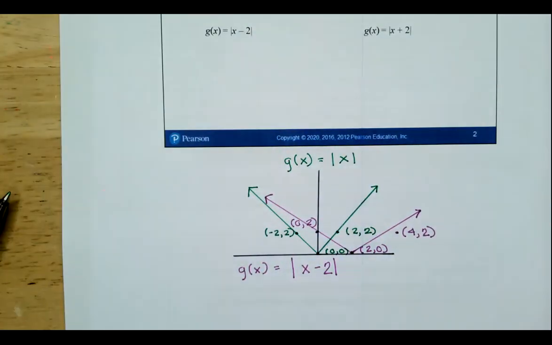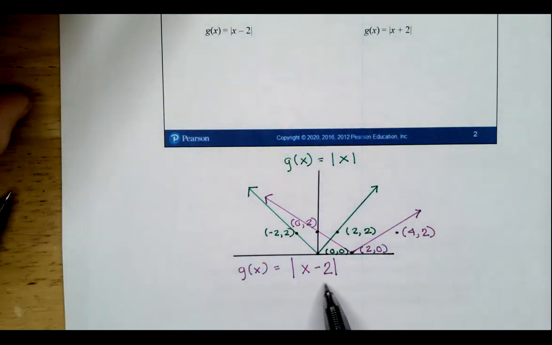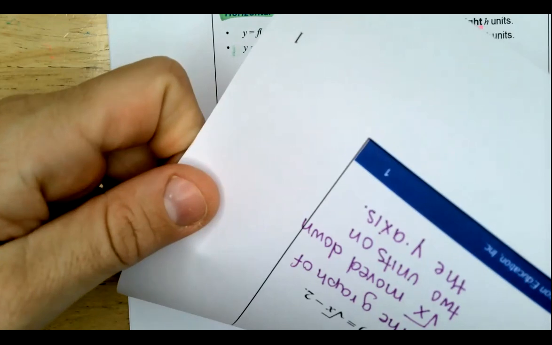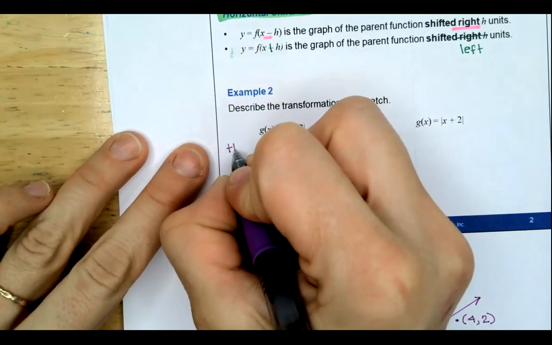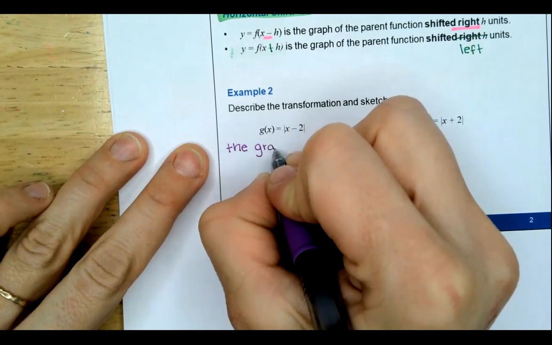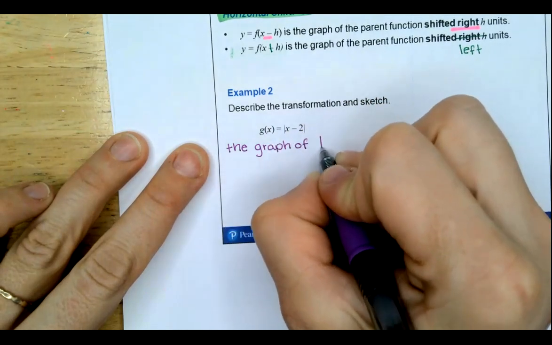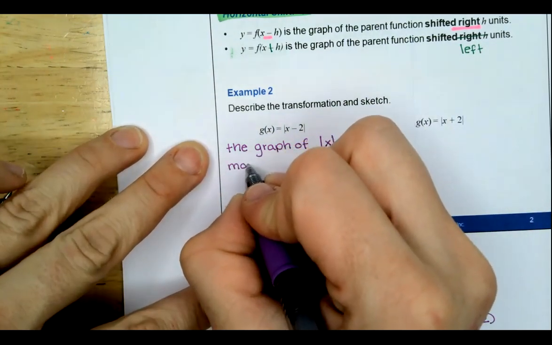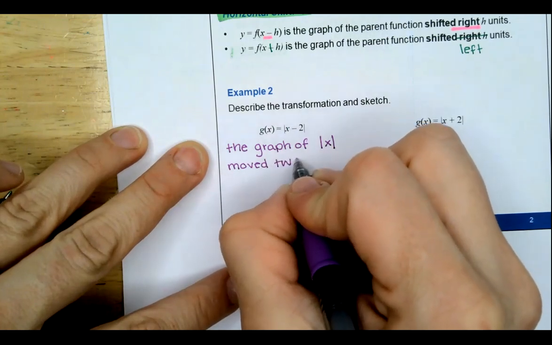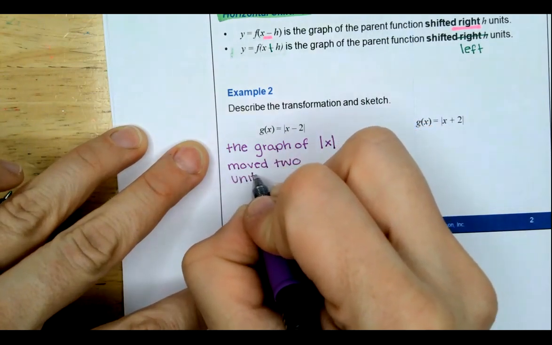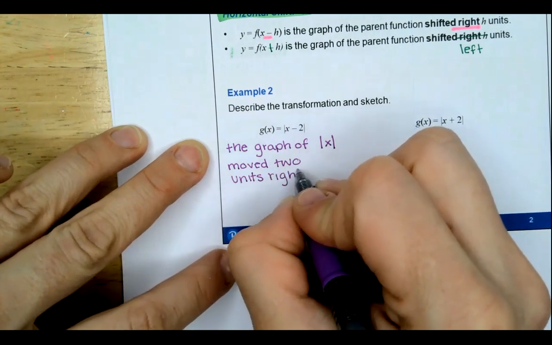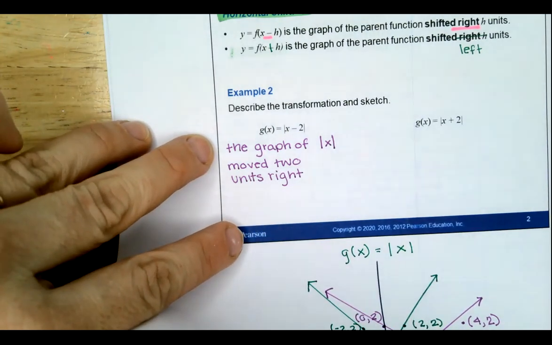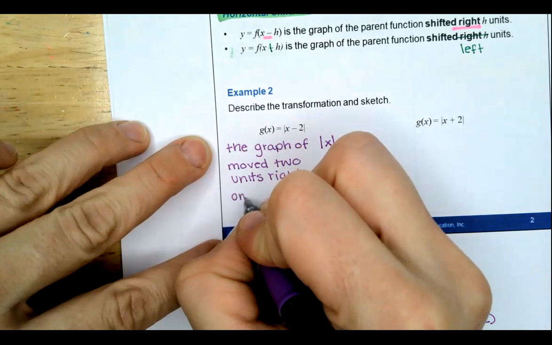It should look the same. I know it doesn't, but it's because I'm bad at graphing. So this is just the parent function. How did I write it? The graph of. If we had to describe it, we would say this is the graph of the absolute value of x moved 2 units right on the x-axis.